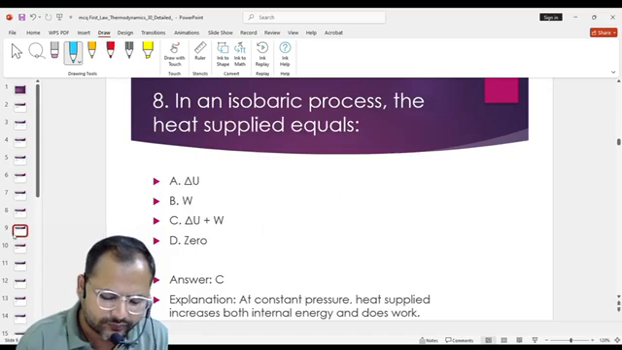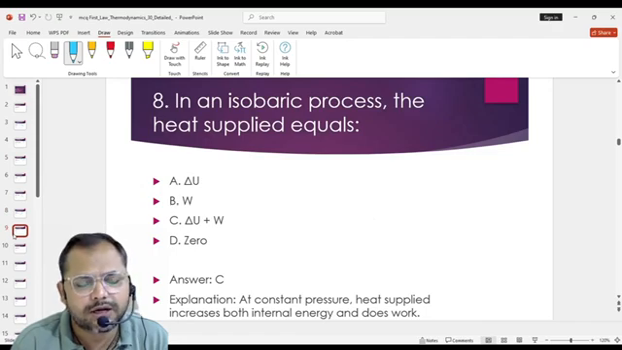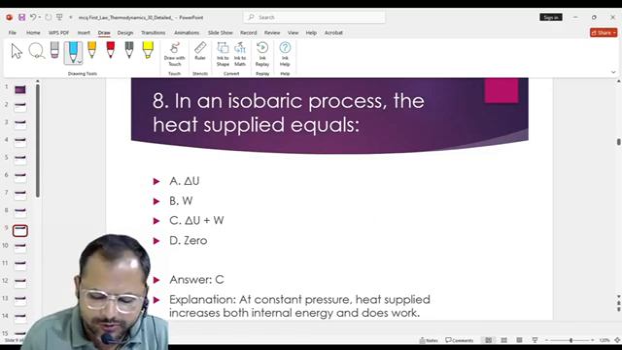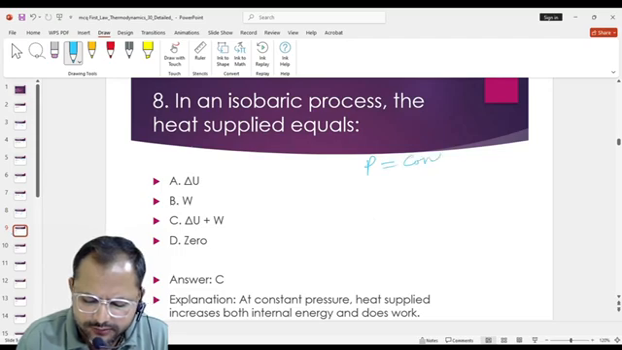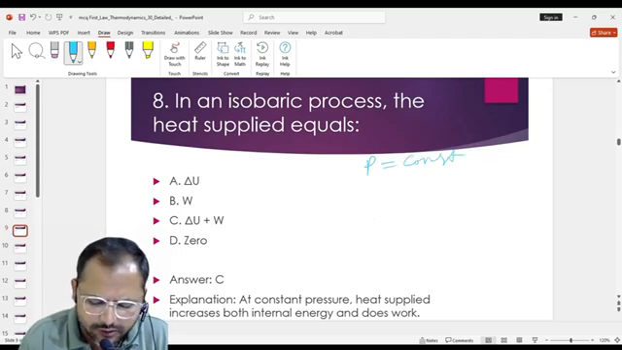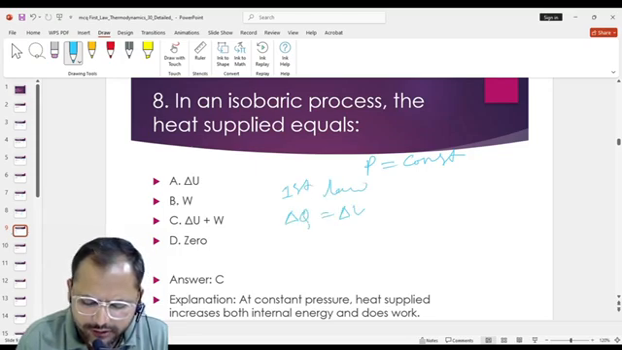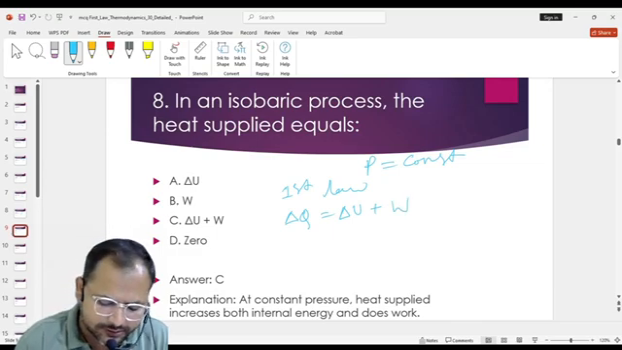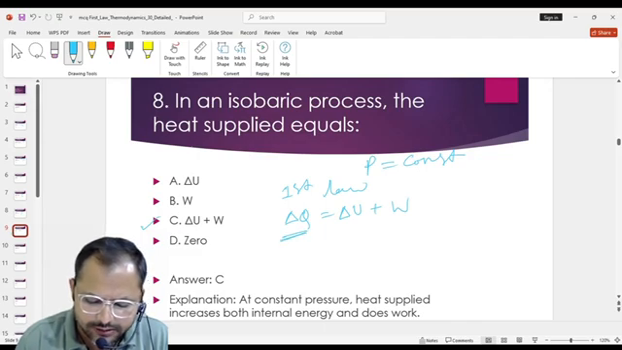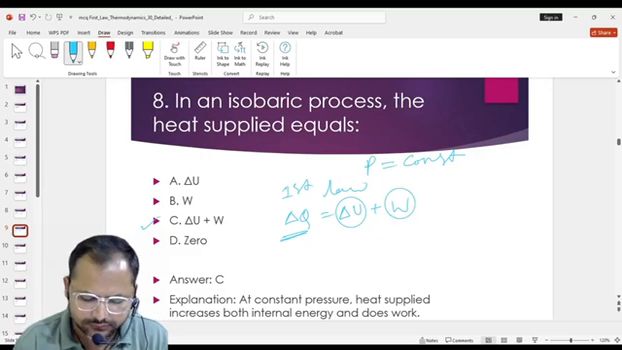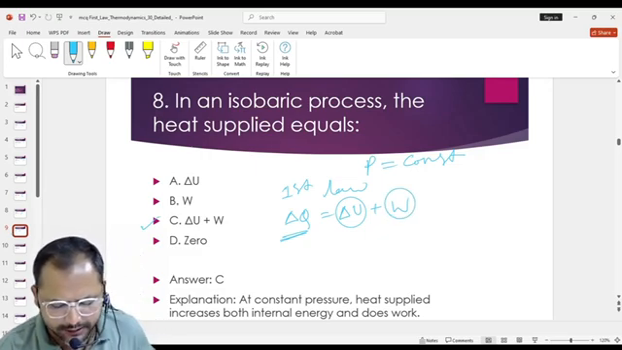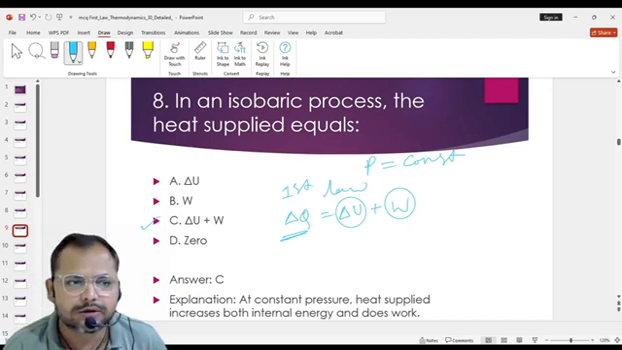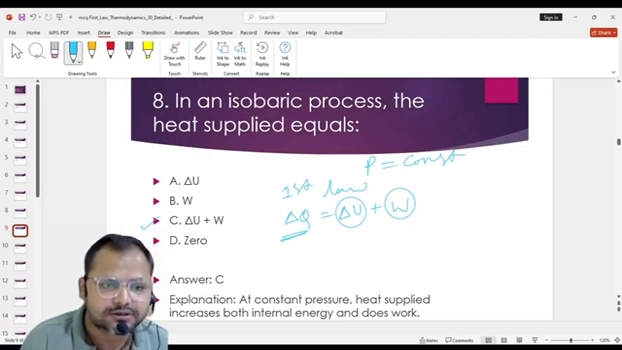Next question. In an isobaric process, the heat supplied equals. Isobaric process means pressure is constant. So we have first law of thermodynamics. So heat supplied equal to change in internal energy plus work done. So option C is the correct answer. So heat supplied equal to increase in internal energy plus work done. Work done takes place. So at constant pressure, heat supplied increases both internal energy and does work.